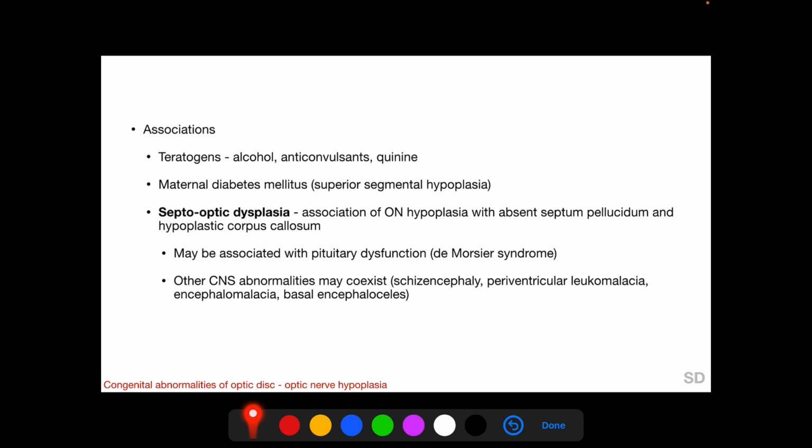Associations of optic nerve hypoplasia include maternal intake of teratogens such as alcohol, anticonvulsants, and quinine. Maternal diabetes mellitus may cause superior segmental hypoplasia, and septo-optic dysplasia is an association of optic nerve hypoplasia with absent septum pellucidum. Septum pellucidum is the membrane separating the 2 lateral ventricles, with a hypoplastic corpus callosum. Septo-optic dysplasia, if it is associated with pituitary dysfunction, is called Morsier's syndrome, and other CNS abnormalities may coexist.